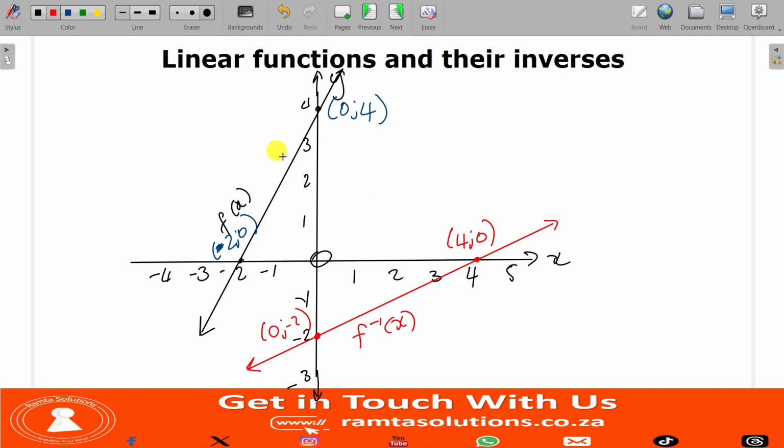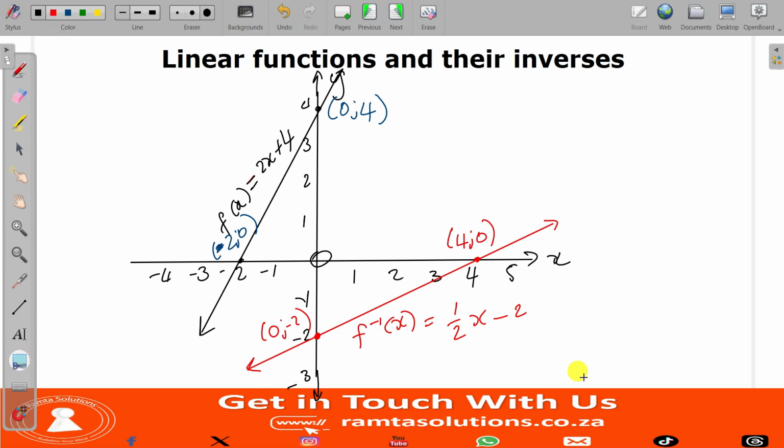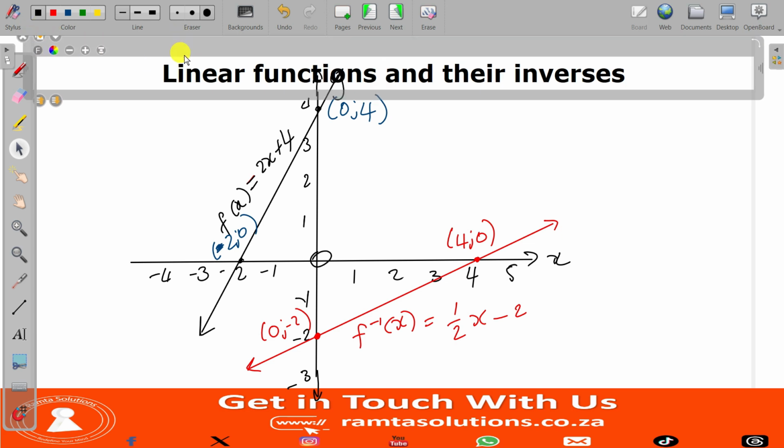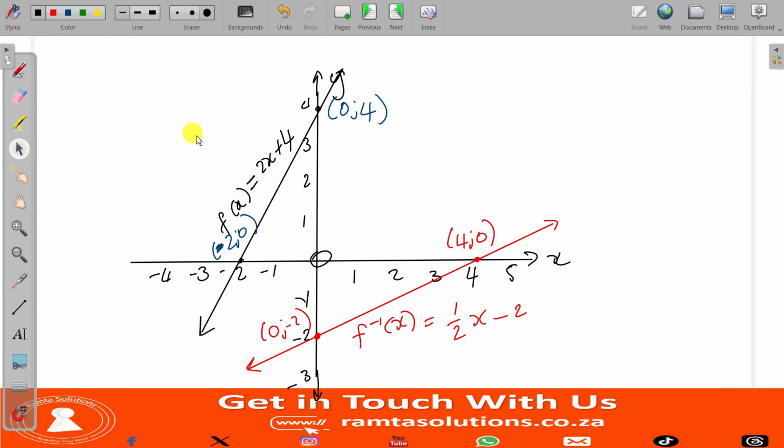Okay, so let's repeat here. The original was 2x plus 4, and the inverse is half x minus 2. Do you guys see this? Now, there's a summary that I want to make from this. Let me delete this for a moment.